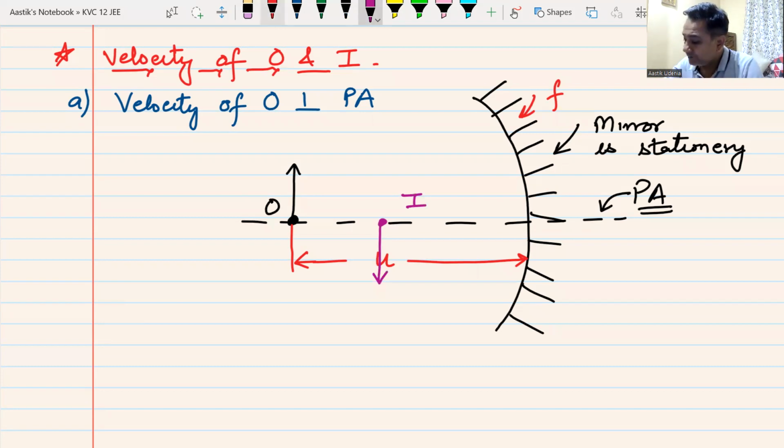Now, what is this? This will be V, yes or no? Do we understand this? Yes. This V is not the velocity. What is this V? Image distance, the distance of the image from the mirror. Now, how will I find a relation between the velocity of the object and the velocity of the image?